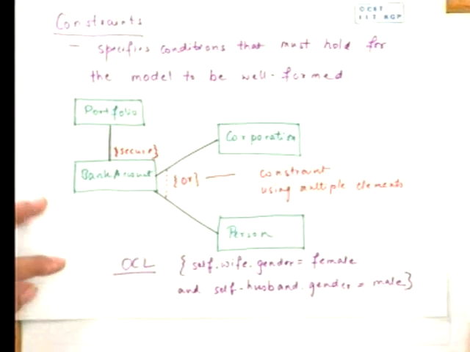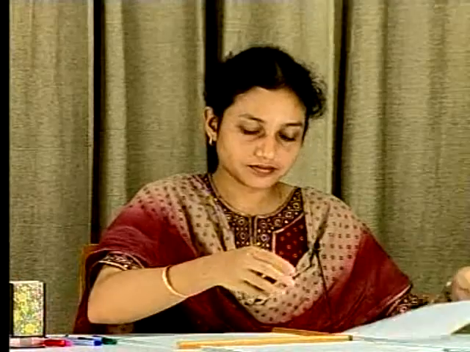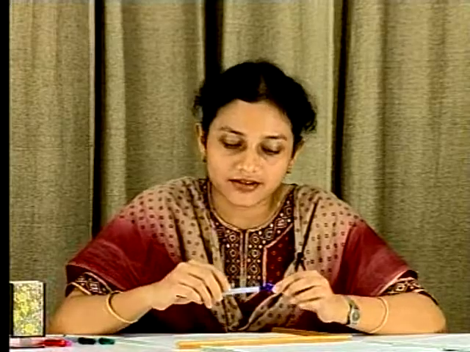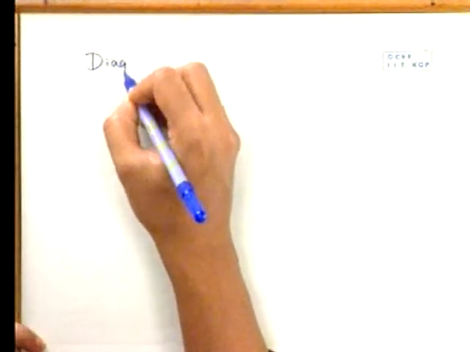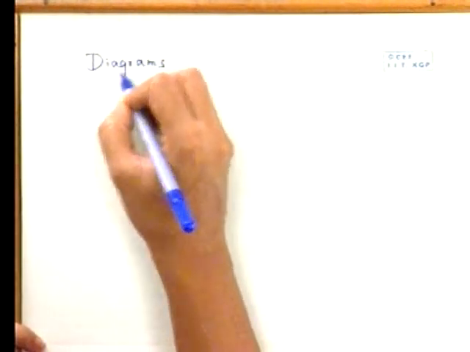So these are various ways of specifying constraints in the UML language. Now we will go into diagrams, the diagrammatic way of representing various features of UML. We have already discussed the various types of diagrams that are used in UML. Let us recapitulate the names of these diagrams.